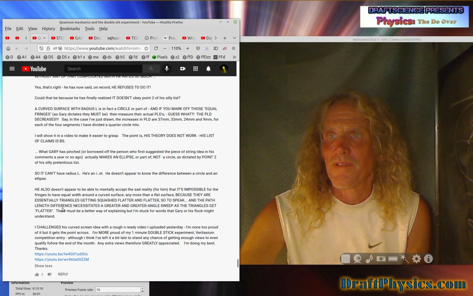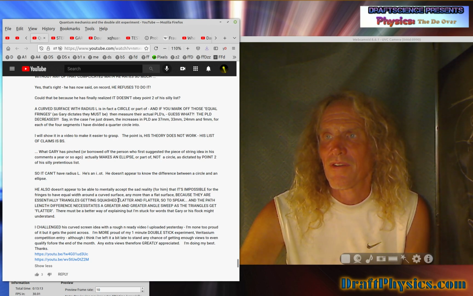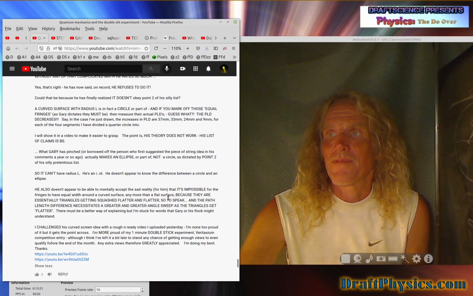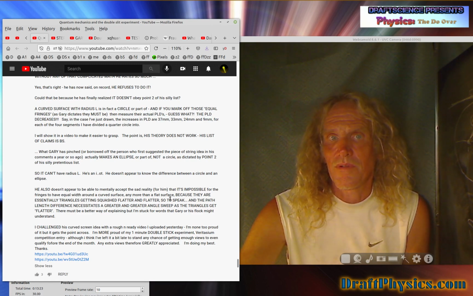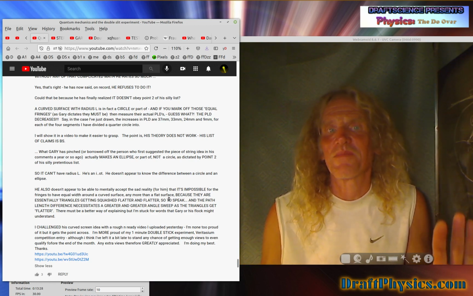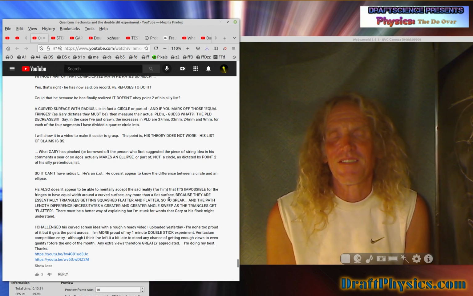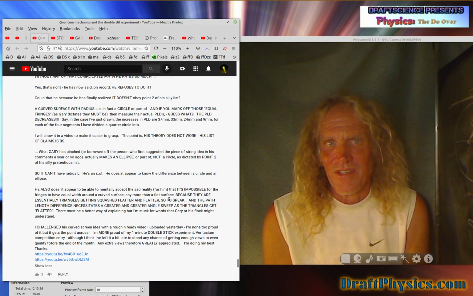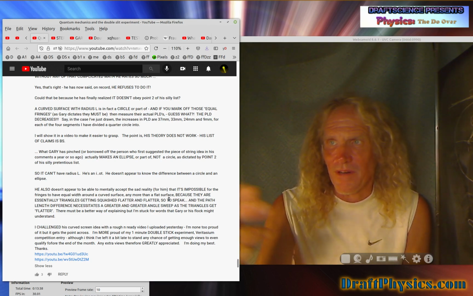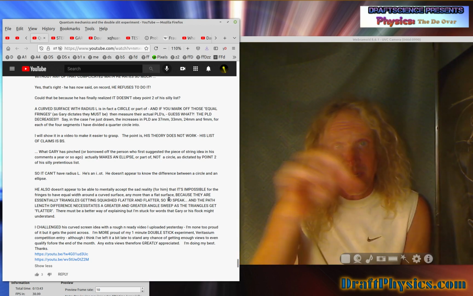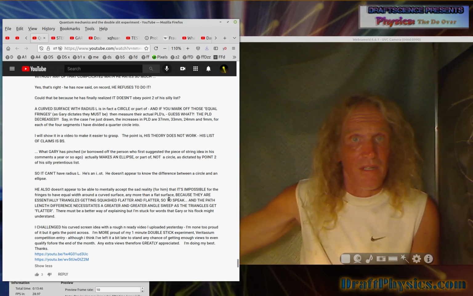Alright, he also doesn't appear to be able to mentally accept the sad reality for him that it is impossible for the fringes to have equal width around a curved surface. Okay, so that's his statement. Any more than a flat surface. So the fact that a flat surface is infinite doesn't mean that it's going to be especially difficult. It's not a finite surface. And he thinks they're the same. They're no different. Curved surface, closed circle, 180 degrees, is the same as infinite.